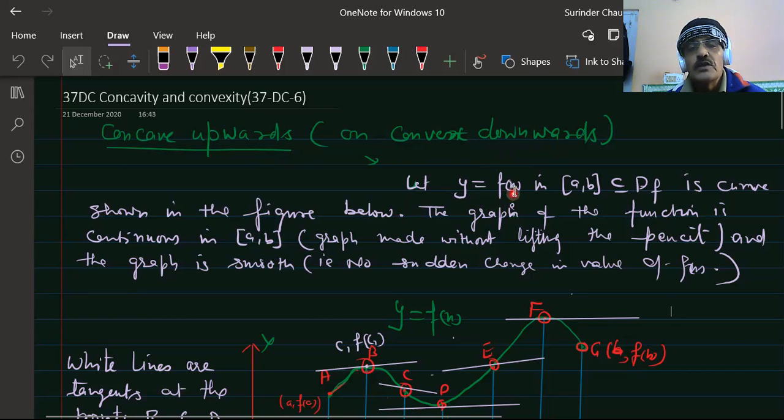Let y is equal to f(x) be any function. Any function f(x) means it can be trigonometric, exponential, rational, logarithmic, polynomial, whatever function it may be. In a closed interval [a, b], which is always a subset of the domain of the function, the curve is shown in the figure.